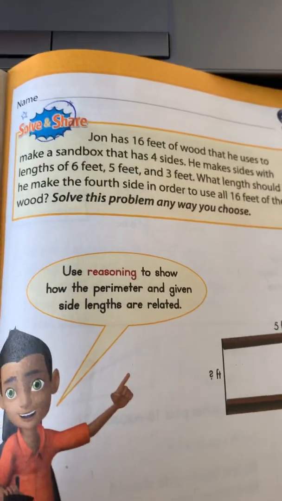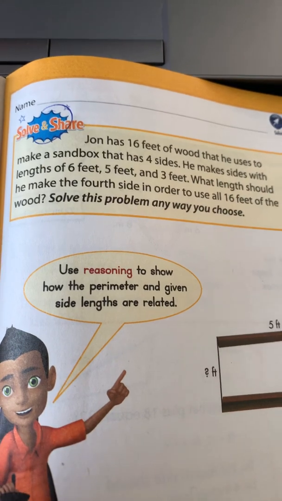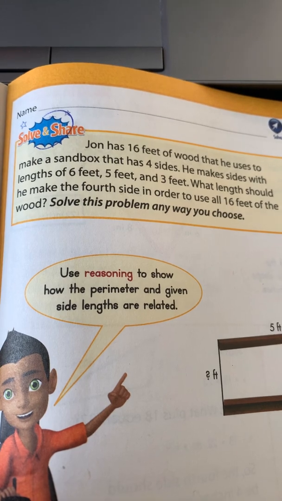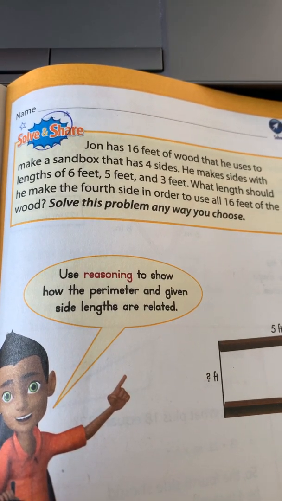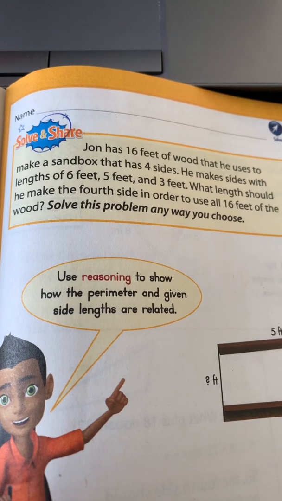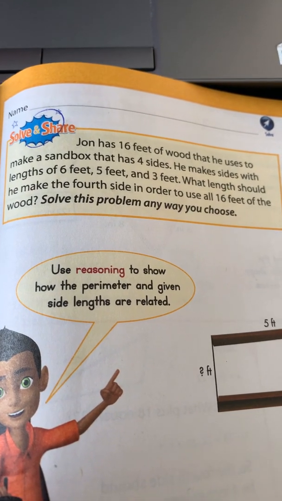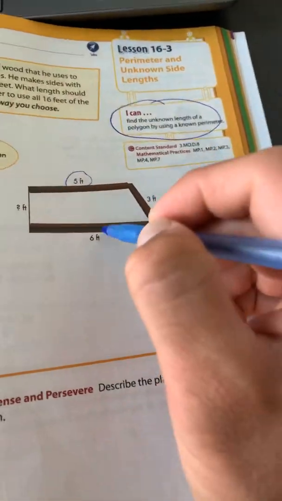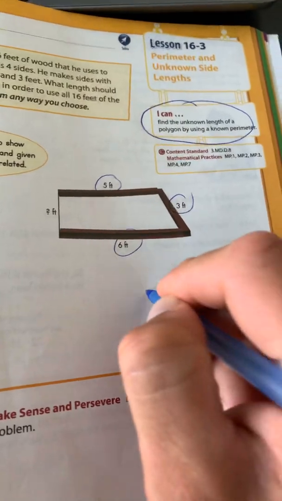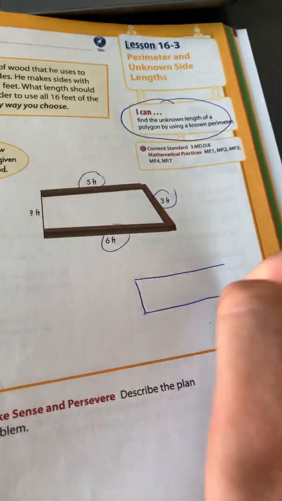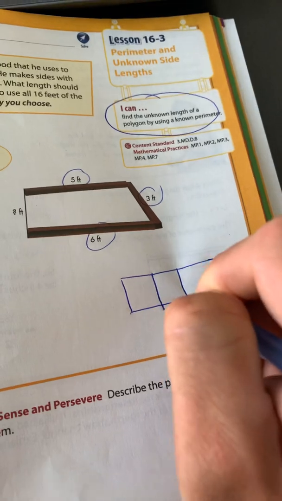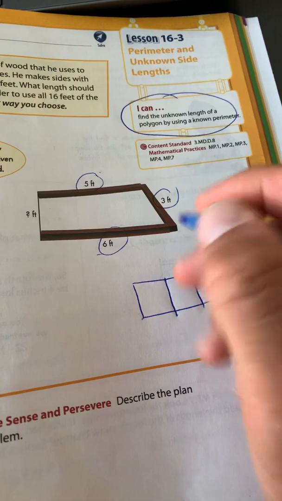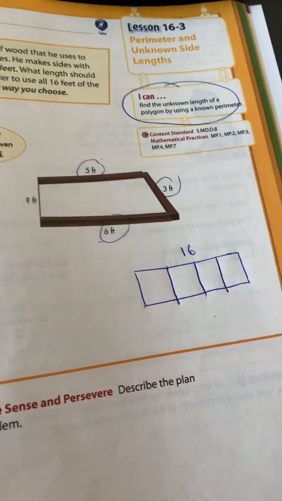John has 16 feet of wood that he uses to make a sandbox that has 4 sides. He makes the sides with the lengths of 6 feet, 5 feet, and 3 feet. What length should he make the fourth side in order to use all 16 feet of the wood? Solve this problem any way you choose. We know that 5, 6, and 3 are given to us. So let's make our bar diagram. We're going to separate the bar diagram into 4 parts because there are 4 sides. Our total is 16, so we're going to put that at the top.